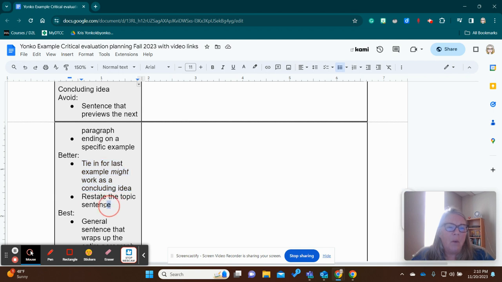The other thing that might work, if you can't think of anything else, is just restate the topic sentence, because a lot of times that's what that concluding idea is doing, is it's restating the topic sentence, but it's usually doing a little bit more than that.